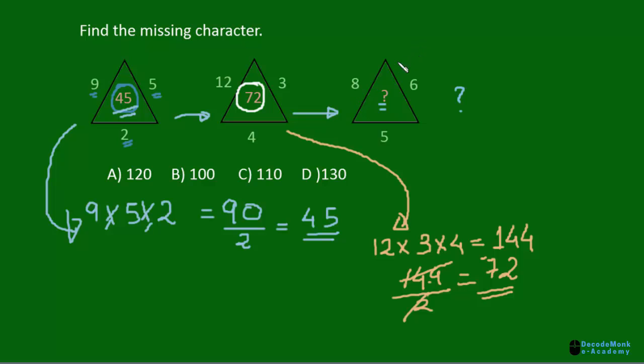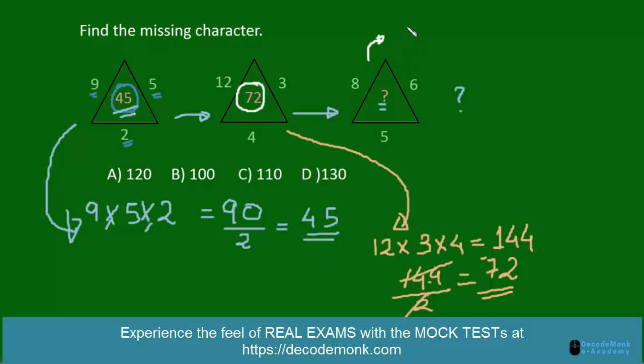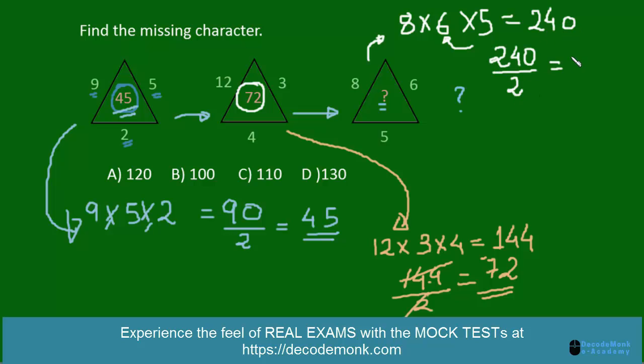So now we are confirmed that the same rule will apply for the third triangle. Let us do that. 8 into 6 into 5, multiply the numbers around the triangle. 6 8s are 48, or you can do it from here. 5 6s are 30, 30 into 8, 8 3s are 24 and 0. So 240 divided by 2 is equal to 2 1s are 2, 2 2s are 4, 0.